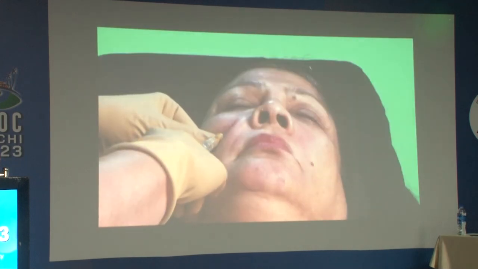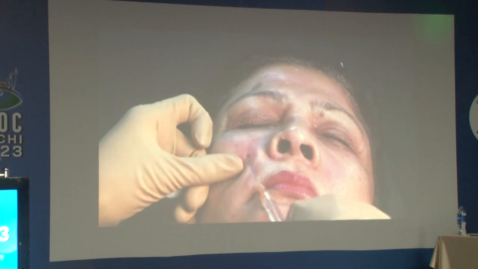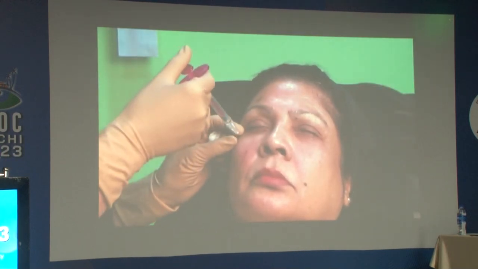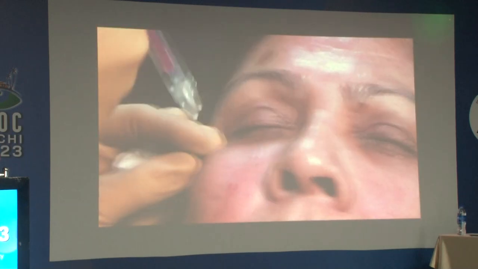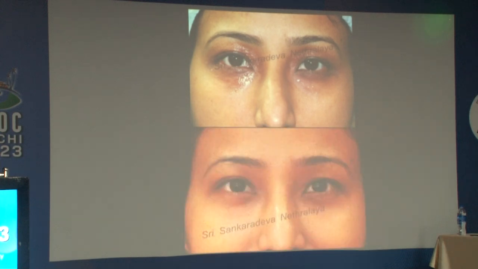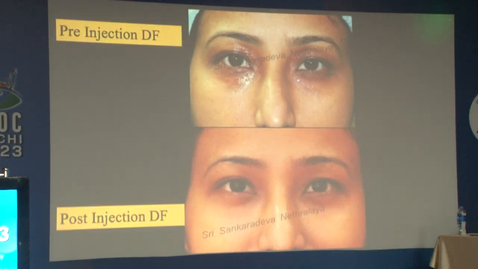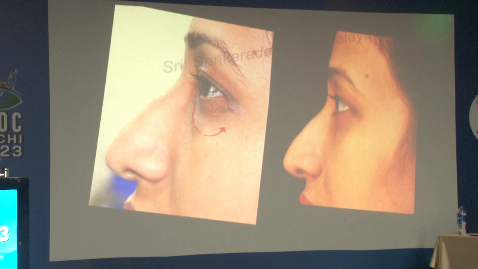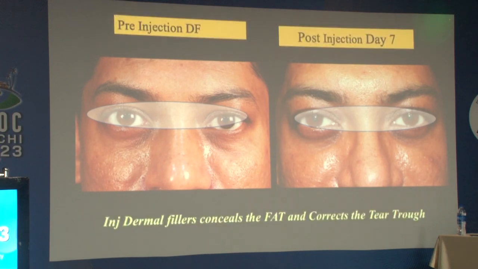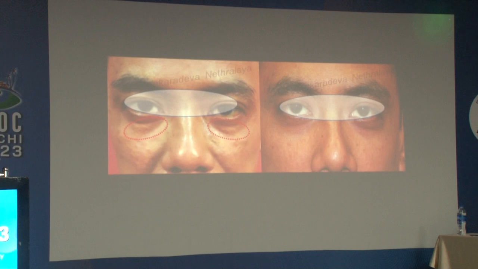So there are different ways of doing it. Sometimes I do with cannula, sometimes with needle, and sometimes a combination of both cannula and needle. Especially when you do laterally, I feel a little injection with the needle gives a much better correction. And these are some of the patients where you can see the change from a negative vector to a positive vector. Can you see this, how it has changed from a negative to a positive vector? And it gives a very good correction of concealing the fat along with the correction of the tear trough.